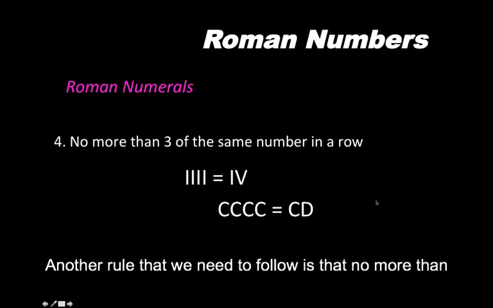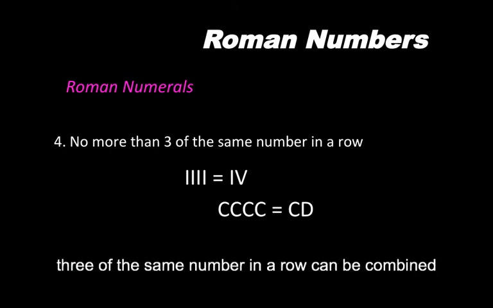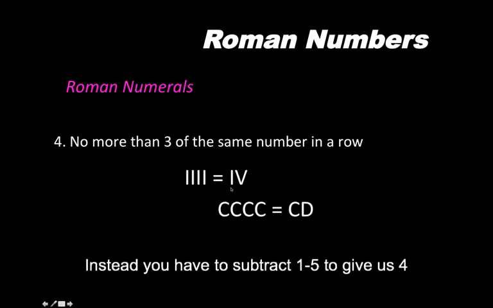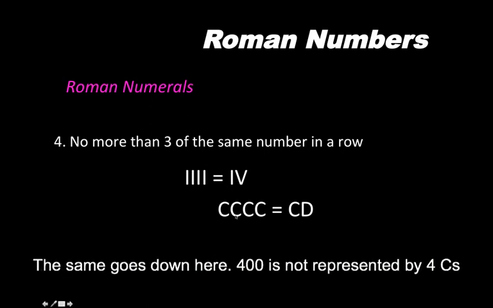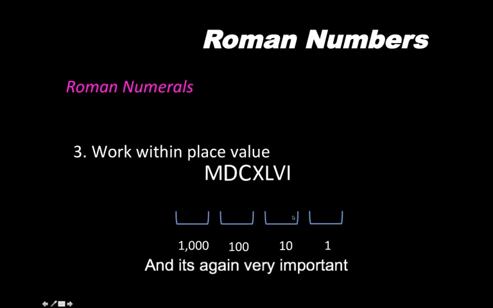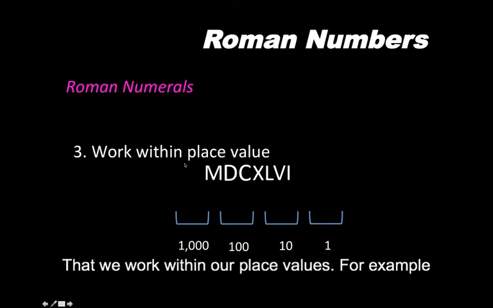Another rule that we need to follow is that no more than 3 of the same number in a row can be combined. For example, if we had 4 I's, that does not indicate 4 anymore. Instead, we'd have to subtract 1 from 5 to give us 4. Same goes down here. 400 is not represented by 4 C's, but instead a 500 minus a C to give us 400. And it's again very important that we work within our place values.